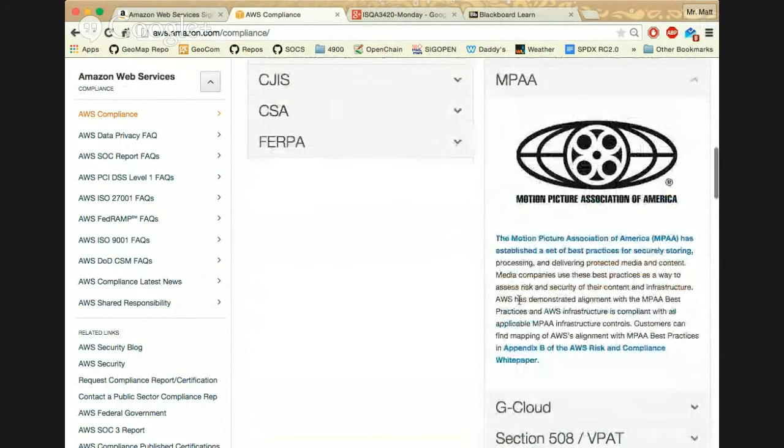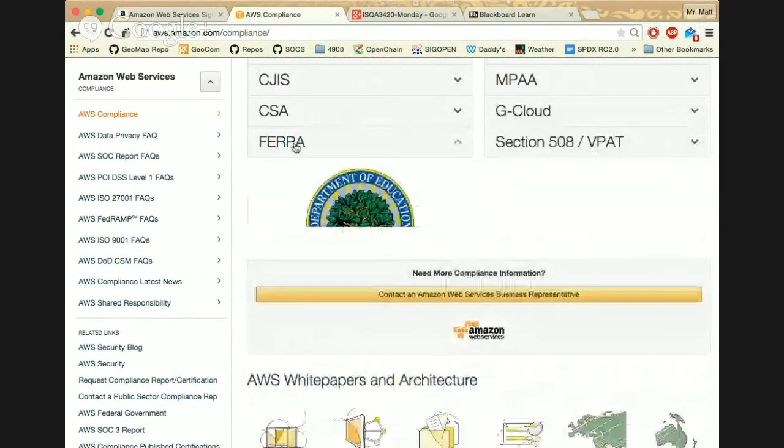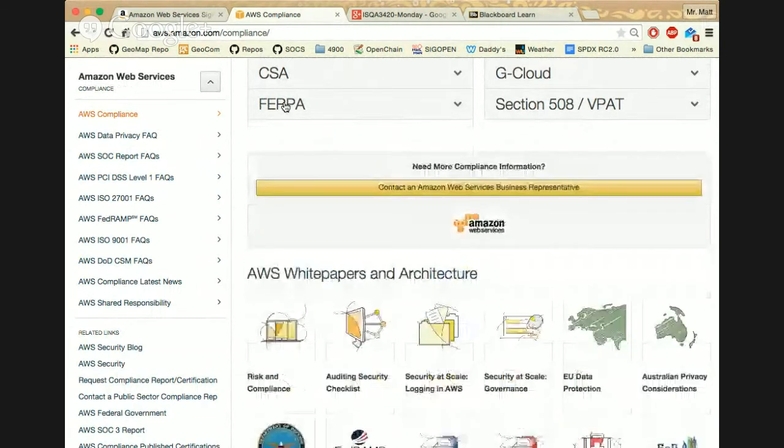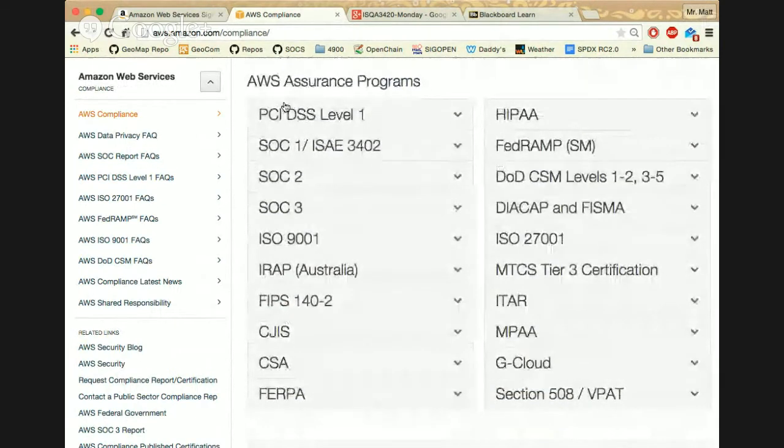MPAA, the Motion Picture Association of America. You're probably all familiar with the legal fights around the MPAA and the protection of copyrighted material. FERPA, which is not a great name, is about protecting student information. So are they compliant in protecting student information? You can get an idea here of where Amazon is certified. Now, I think we'll see on Wednesday that this level of certification doesn't guarantee that everything is perfect.